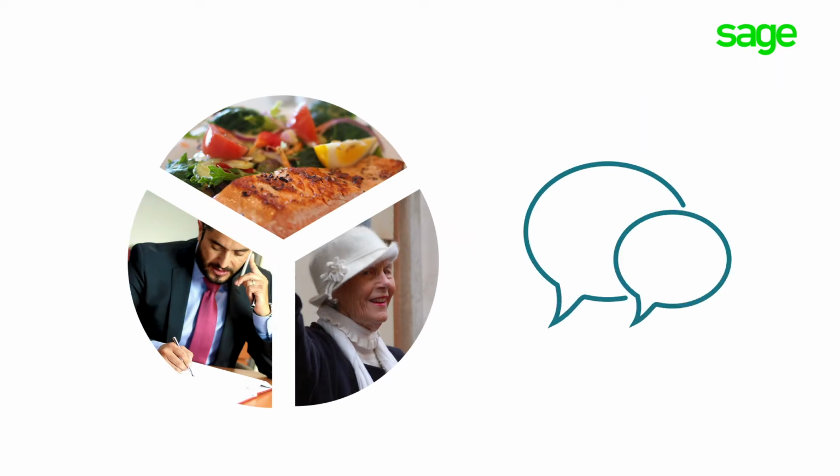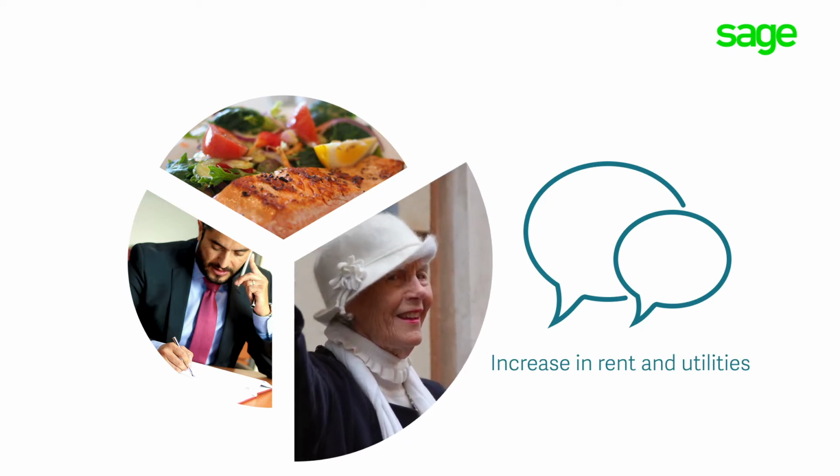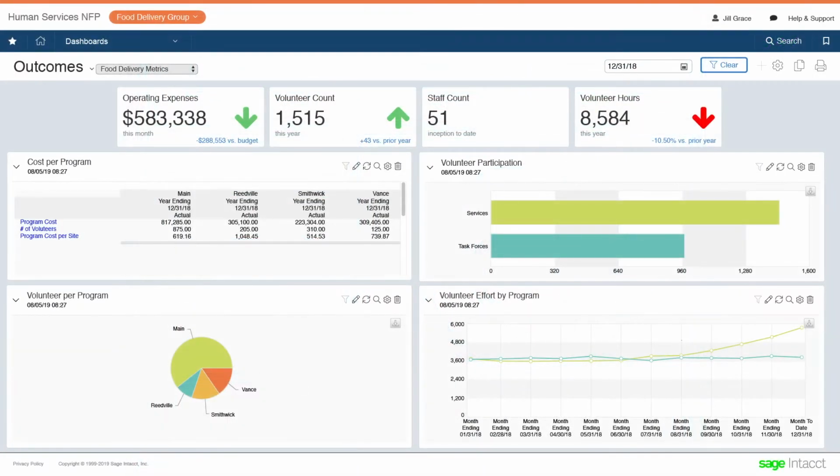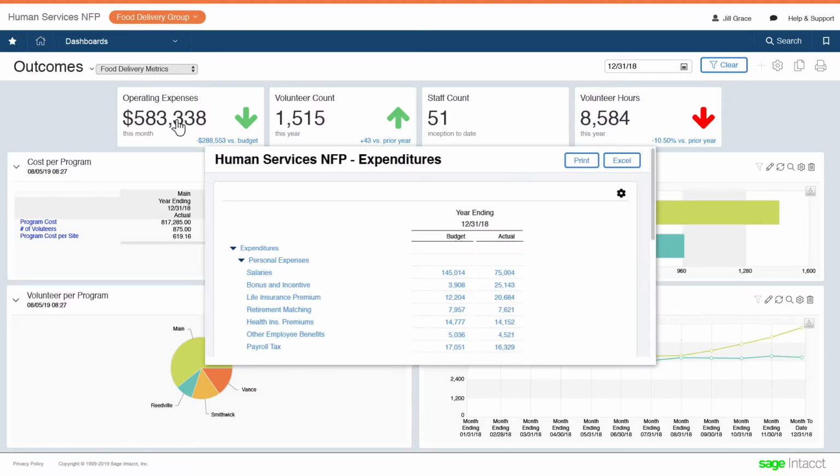Conversations in Sage Intacct Collaborate indicate that an increase in rent and utilities has created cost overruns at the senior center. A special board meeting has been called for this afternoon. We start with a built-in role-based dashboard that instantly captures financial and operational information for the organization. In this case, the food delivery service. We can see that operating expenses are within budget. Drilling down, we see the detail and see that funds remain adequate to support the mission.